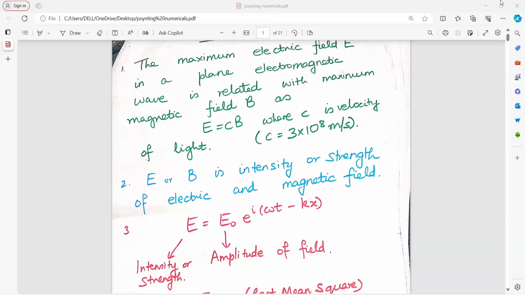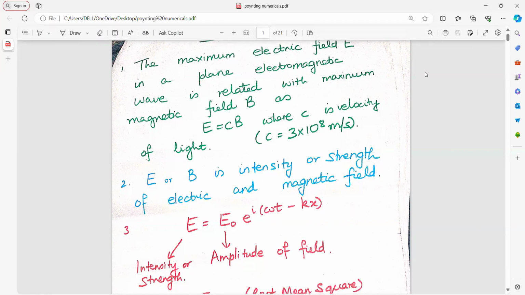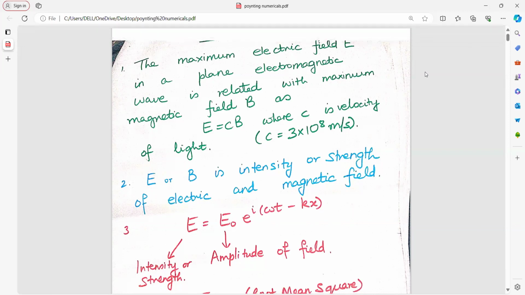Hello students, in today's lecture, we will try to solve the maximum number of numericals on Poynting theorem, which tells us about the energy in an electromagnetic field. So first, let us quickly see what formulas we will be using to solve the numericals related to Poynting theorem. The Poynting vector S is equal to E cross H.